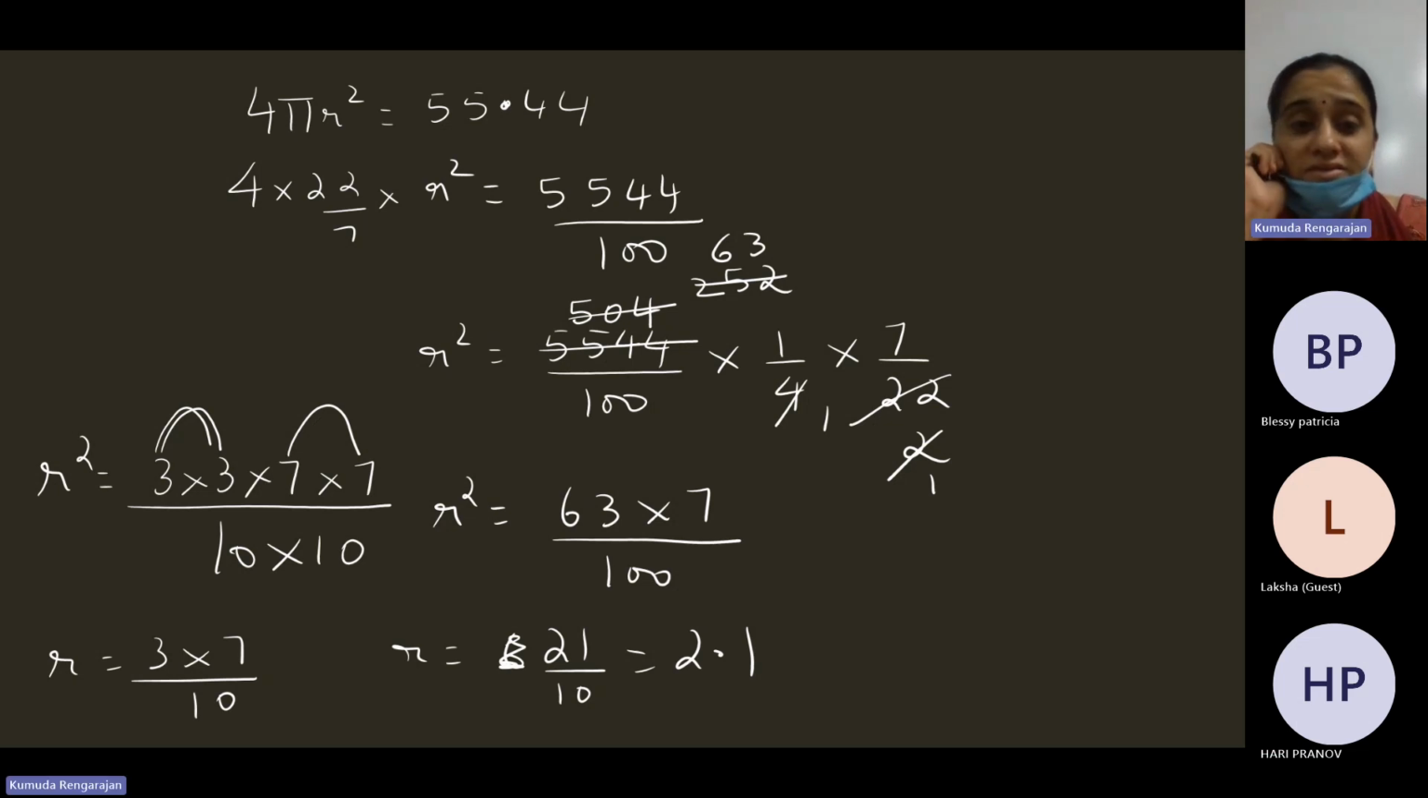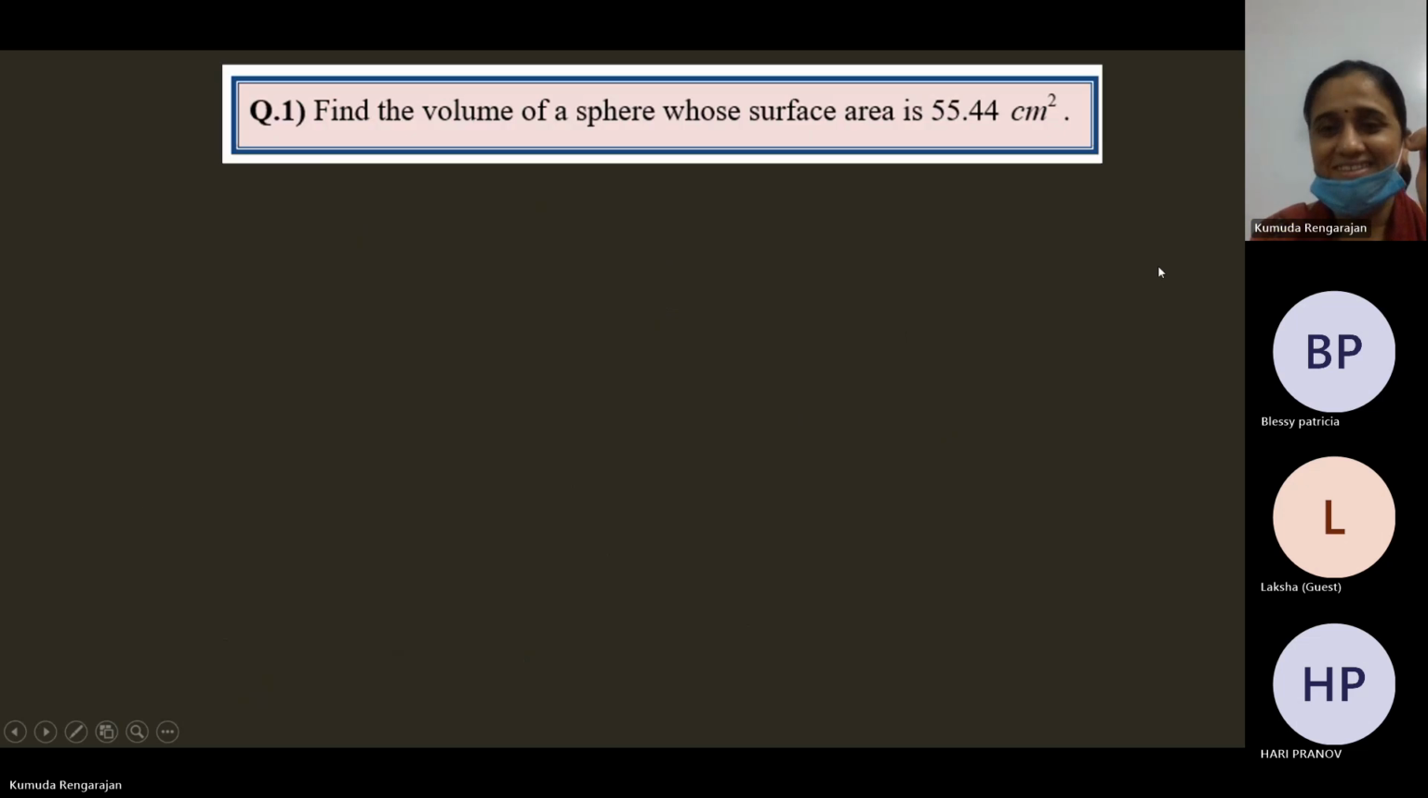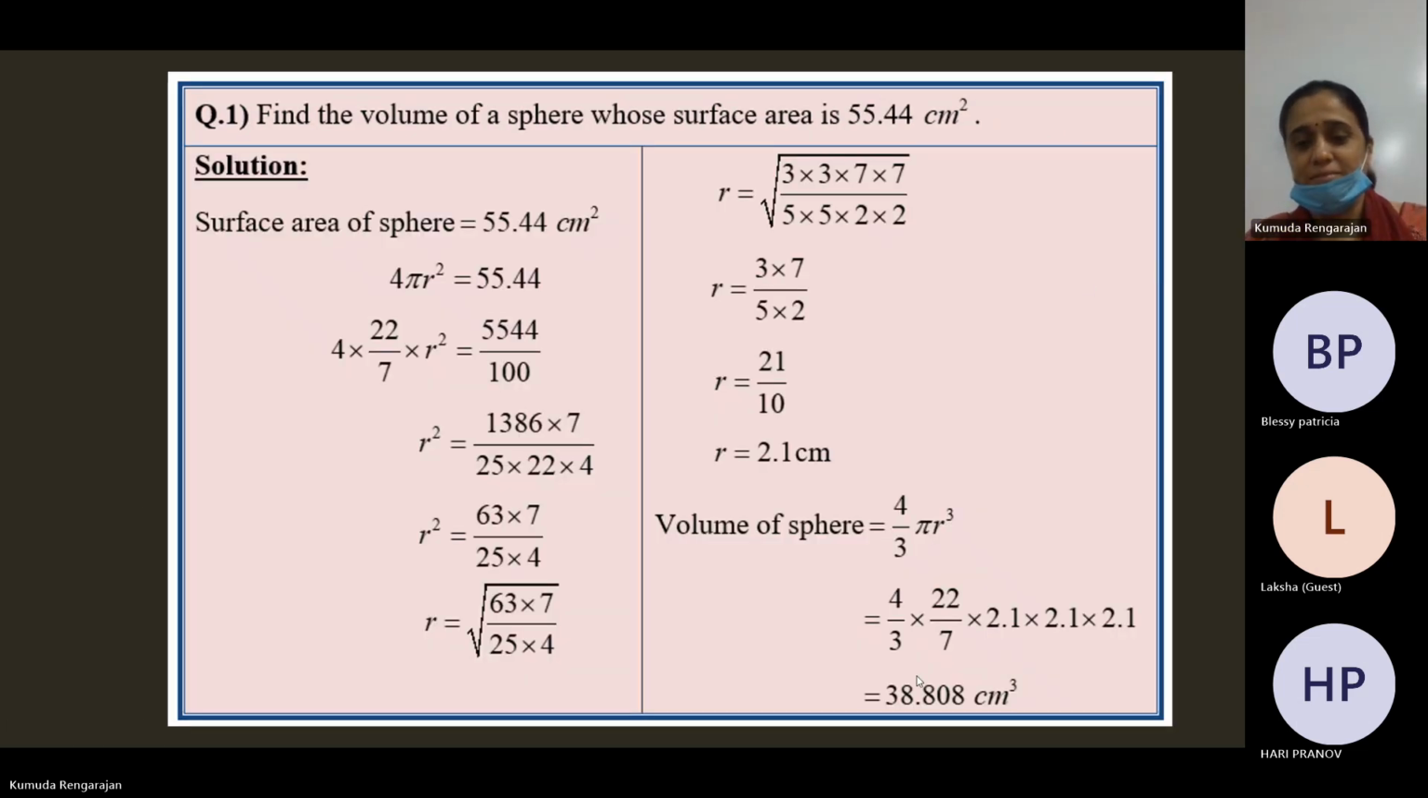Miss, volume is equal to 38.808 centimeter cube, Miss. Yeah, correct. 38.808. Correct. Okay, Miss.